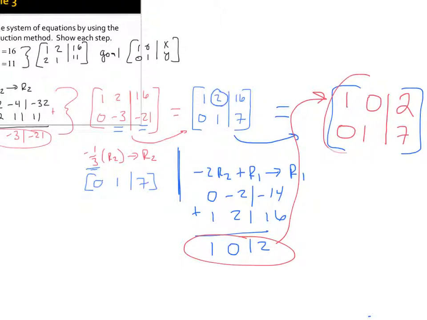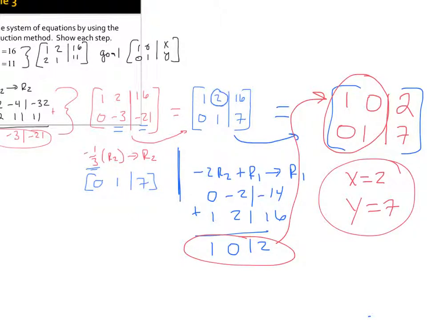And so we've reached our goal. And so now I can make the conclusion that x is equal to 2 and y is equal to 7. So that's our second example for the row reduction method. We'll do a couple more so you can see some different examples.